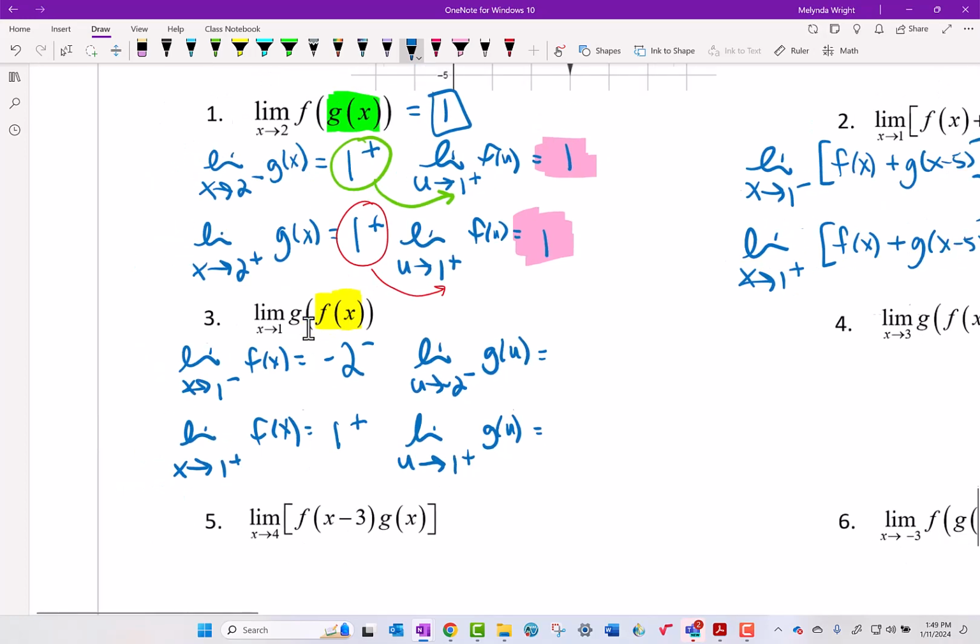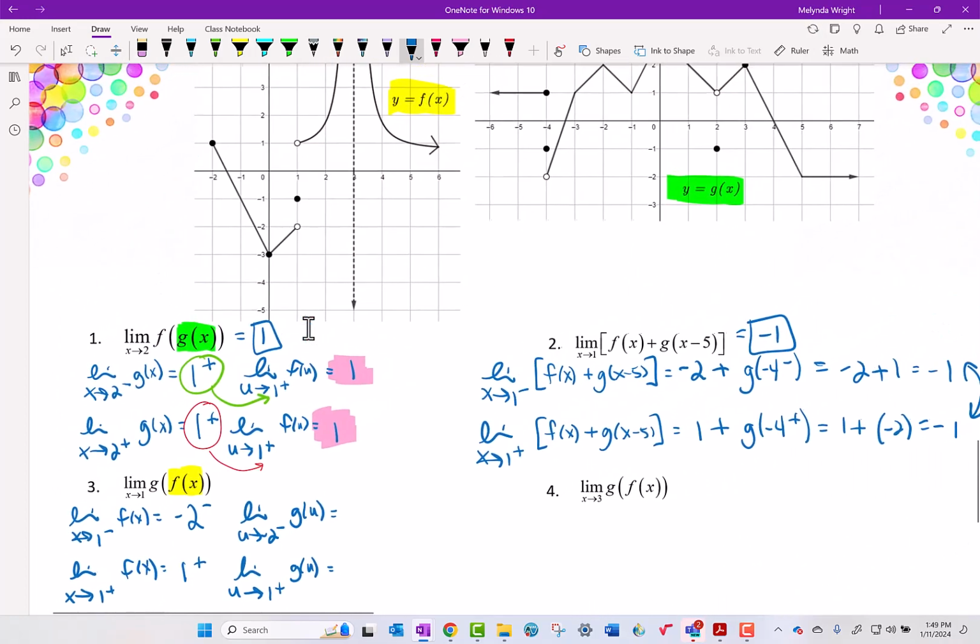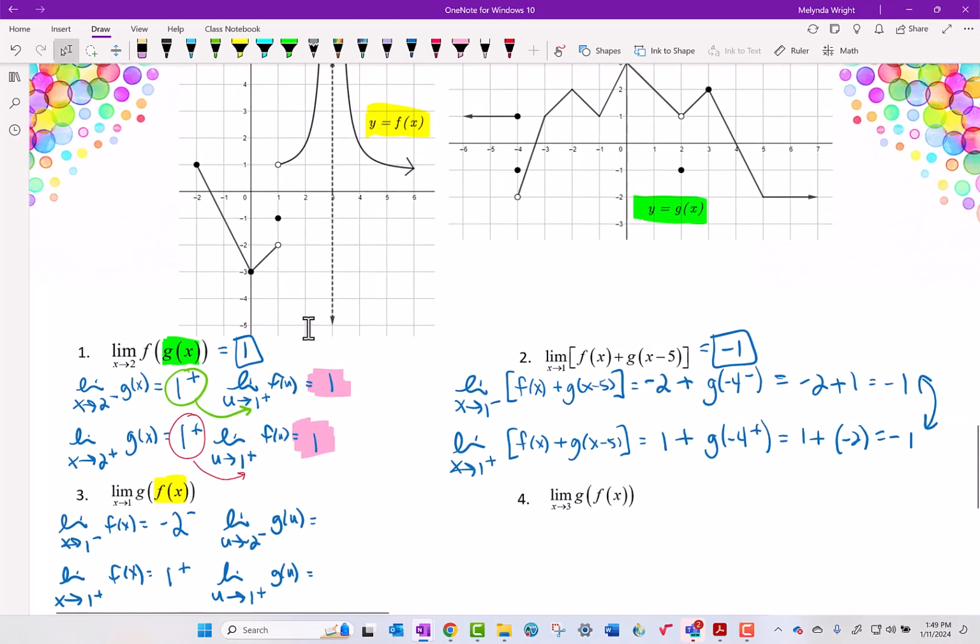Okay, so let's look at our graph of G. It's over here. Let's see, so we're going to -2 from the left. We attach ourselves to the curve, we head to -2 from the left, and we get 2. Okay? We're looking at the graph of G, and we're headed to an x value of 1 from the right. I attach myself to the curve. I'm going to 1 from the right, and I get 2. Since these two match, what is my answer? It's 2. Okay?